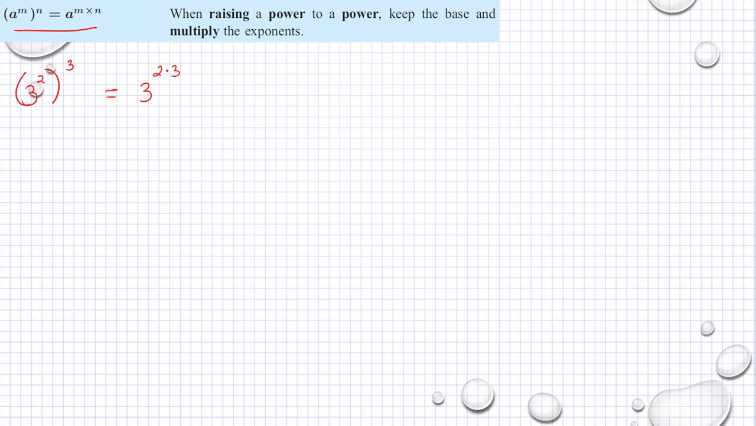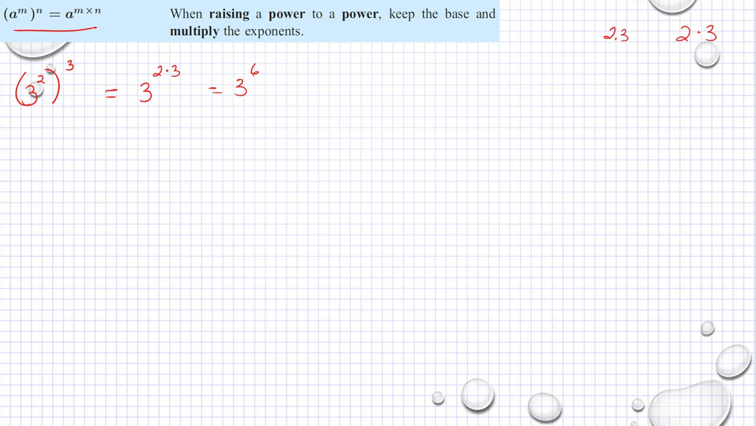I'm going to use this as a multiplication. That is, this is my 2 times 3. When I'm thinking multiplication, 2 times 3, it should be in the middle. Then it is 3 raised to 6.